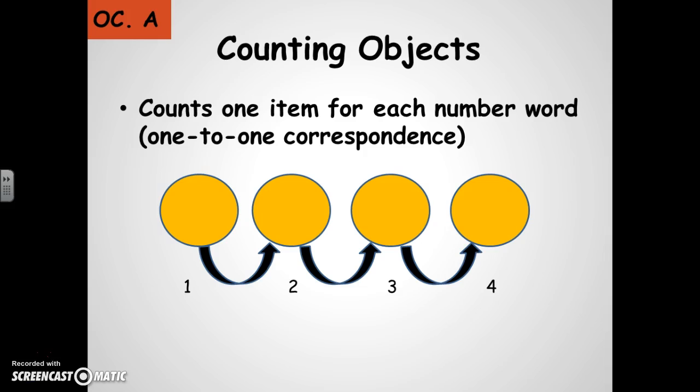Our first critical learning phase is counts one item for each number word. When starting, children point at objects while saying the counting sequence. They are not aware that they have to touch one object for each number word they say. Children who are at the beginning stage of learning to count will touch one counter each time they say a number. Children may have one-to-one for numbers up to 10 and then lose focus as numbers get larger. Children who understand this critical learning phase touch one counter each time they say a number.